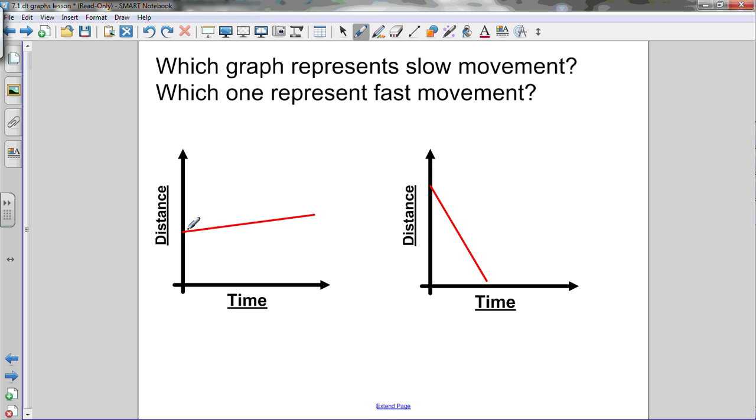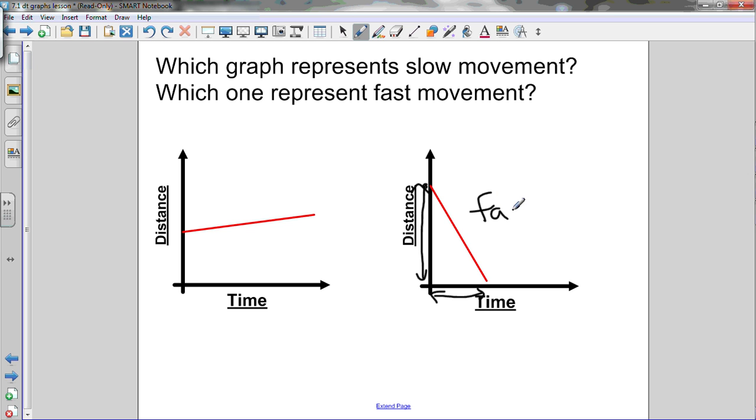I've got two graphs here. One line that doesn't rise very much at all. It's a pretty shallow line. It's not steep. And I've got one here that's a very steep line. So which graph represents slow? Which one represents fast? Well, I know the steeper the line, the faster the movement. This line is clearly steeper. I'm covering a greater distance. I'm covering this whole amount of distance here in a very short amount of time. So that line is steeper.